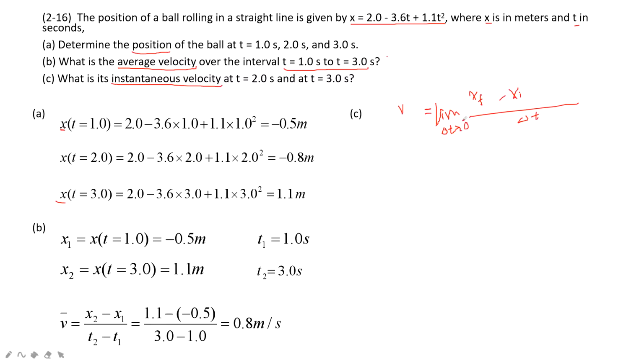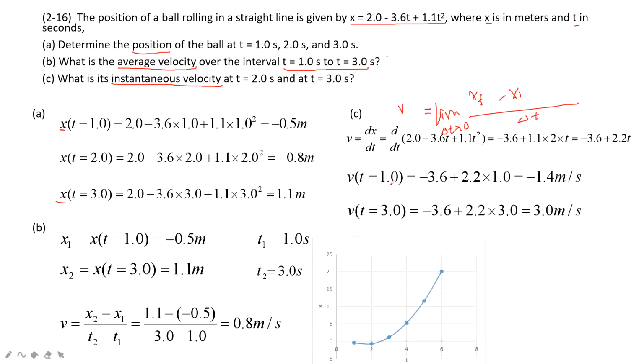And this equation is just equal to the derivative. So we can consider that v, the instantaneous velocity, is the derivative of x with respect to t. So we take the derivative of this function. This is a constant, so just drop it. Then t with power 1, we keep it. And then a constant 1.1 times t squared, so for this one, 1.1 times 2, then t just stays t, right? So the instantaneous velocity is given by this function. And then we input the values at 1 second, 2 seconds, and 3 seconds. It looks like that.